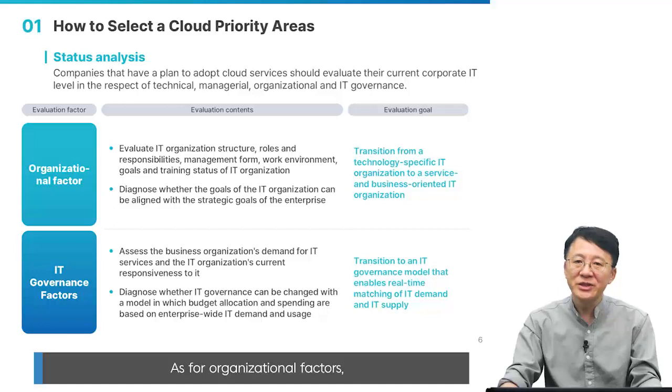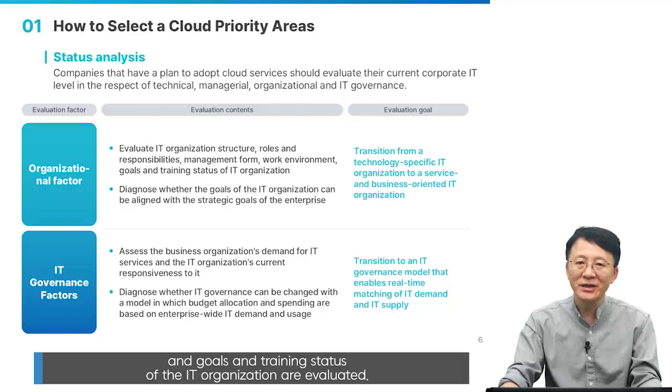As for organizational factors, IT organization structure, roles and responsibilities, management form, work environment, goals, and the training status of the IT organization are evaluated. A company should also assess whether the company can align the goals of the IT organization with the strategic goals of the enterprise by adopting clouds.